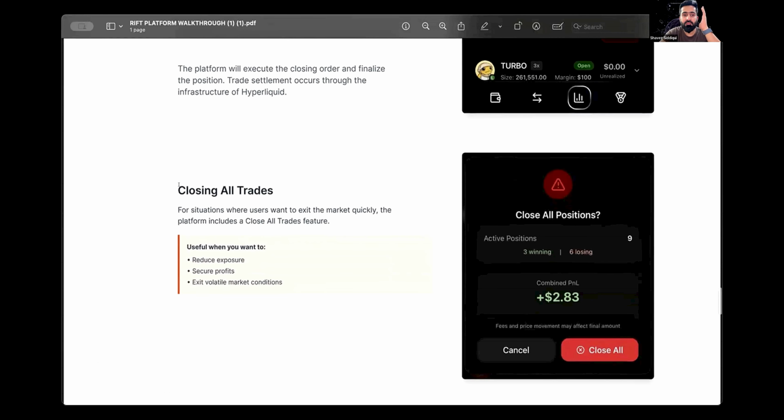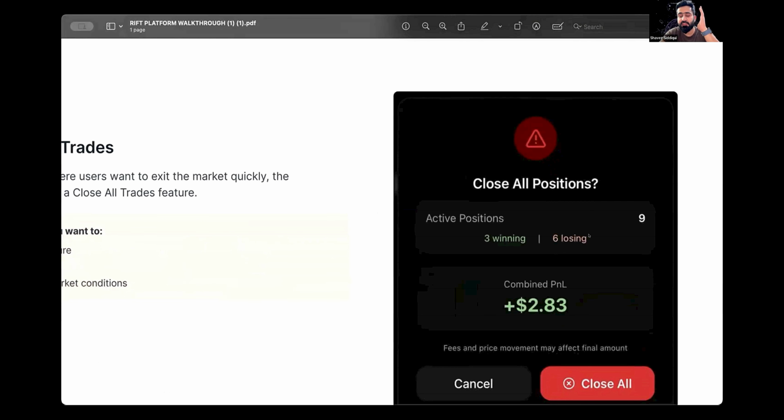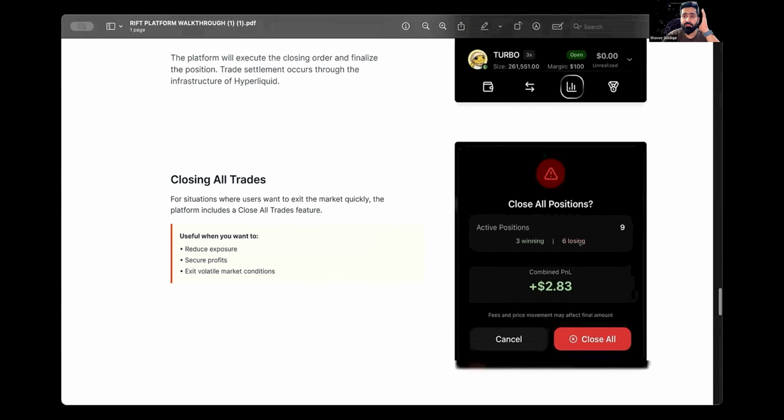Then you will have the ability to close all the trades. Let's say you are going to bed, you don't want to go to bed with stress. You have 9 active positions open, in which 3 are winning, 6 are losing, but then also you are making $2. You close it and sleep peacefully, not a problem.